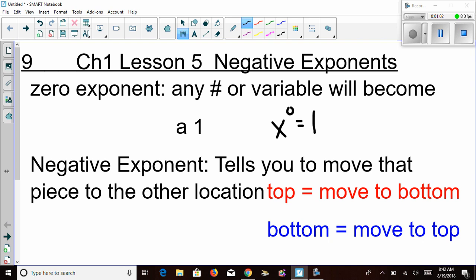If the negative exponent is on top, say like a division problem, it must move to the bottom. If it's on the bottom, then it has to move to the top. Copy down these definitions, because without looking at an example, it might seem a little abstract to you. Pause the video right now if you need to, finish copying, but we're going to shift to some examples now.